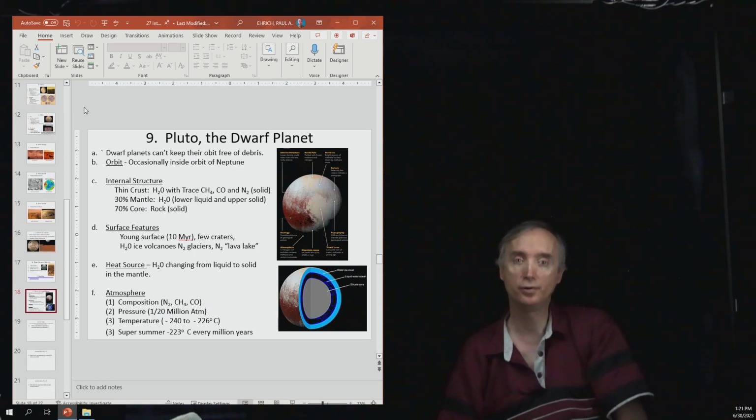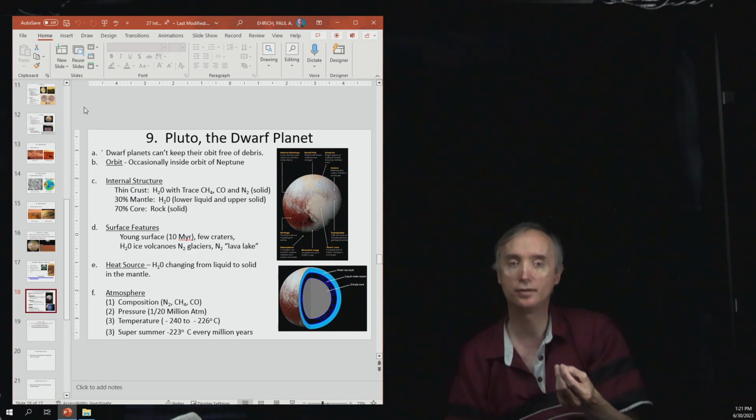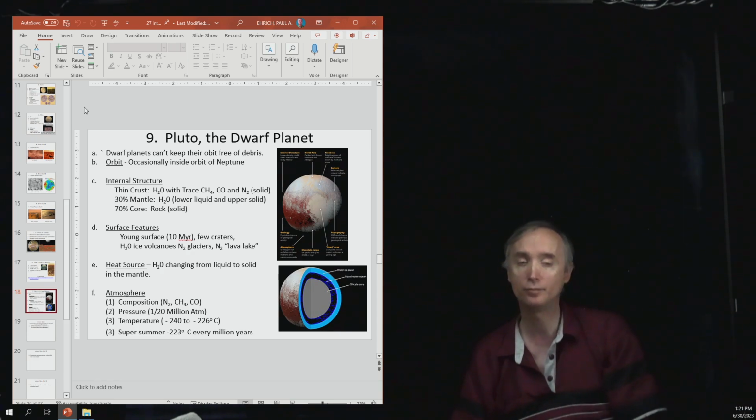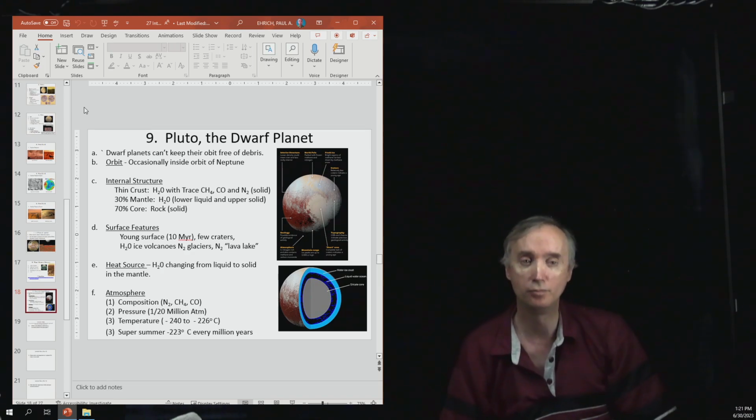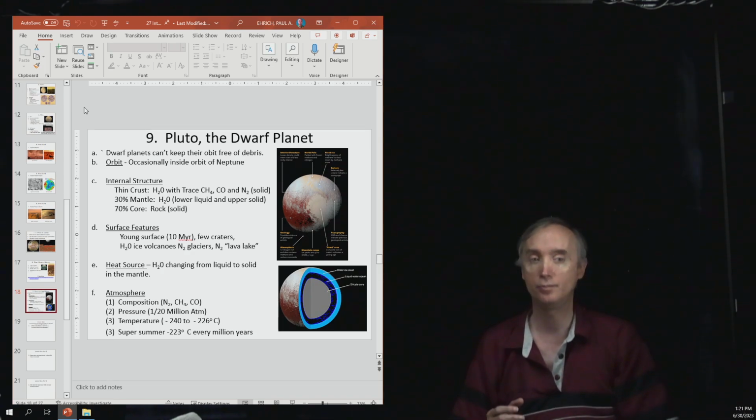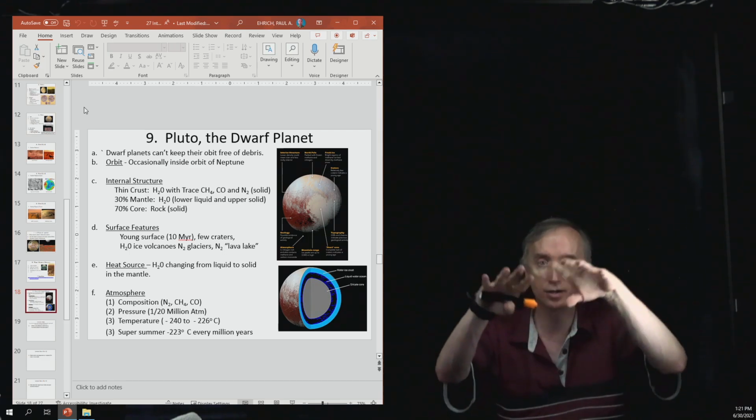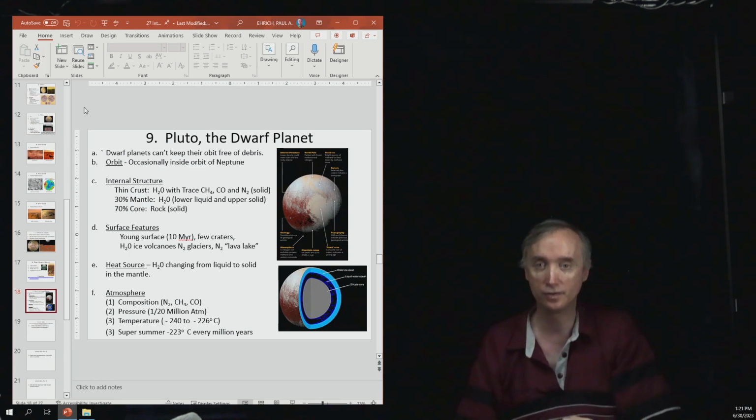Then let's go out to Pluto. The main thing I want you to get from Pluto is that it does have plate tectonics, but on Earth the plates are composed of rock, and the heat source that causes the rock to move around on the surface of the Earth is the original internal heat of the Earth and radioactivity.